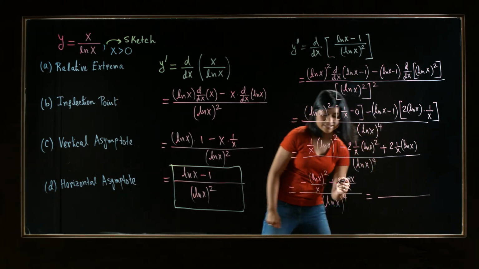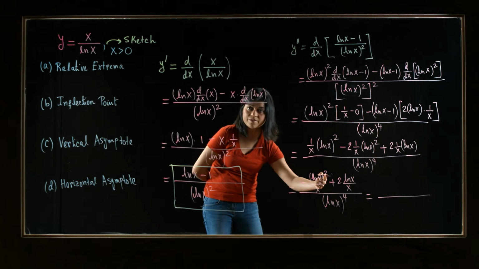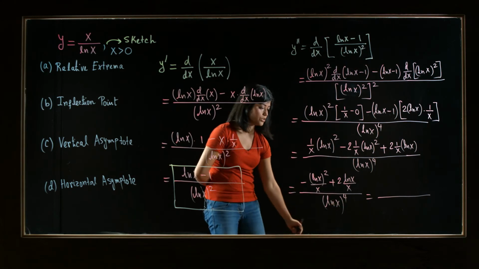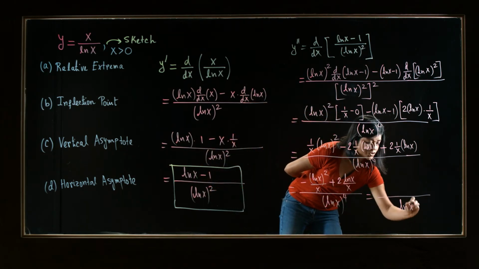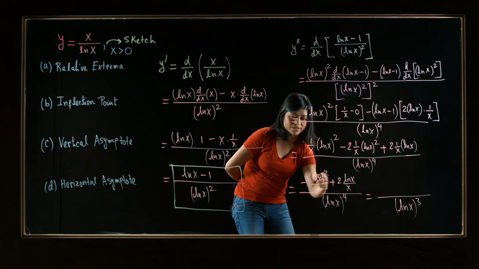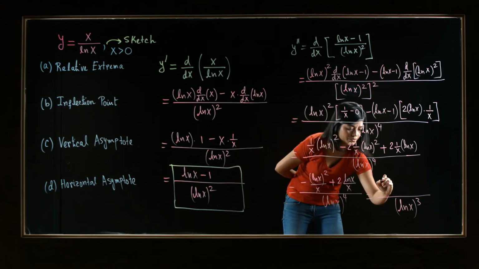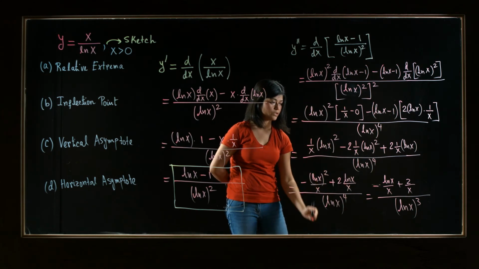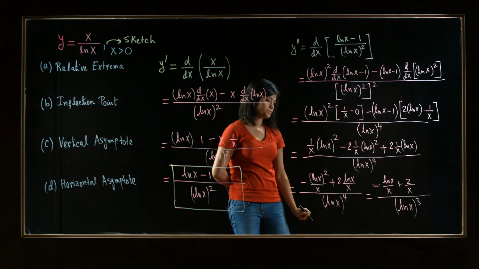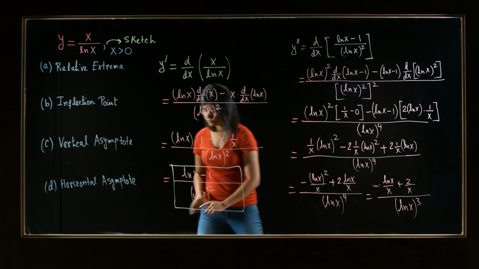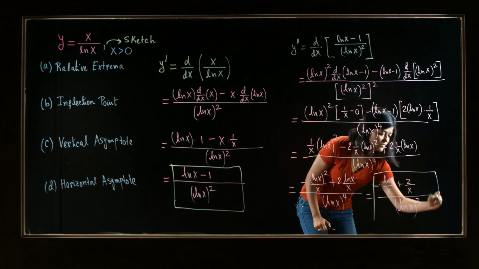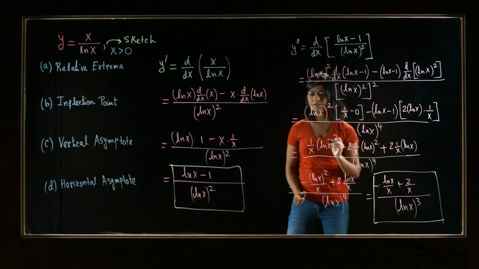And finally, notice that in the numerator, you can have a common factor of natural log of x, which can cancel with one of the ln in the denominator. So you will have ln of x cubed in the denominator, and one of them will cancel out. So in the top, you will have negative ln x over x plus 2 over x, because this ln x will cancel and one of the natural logs from the square will cancel. So we can keep this expression this way, and that is our second derivative.